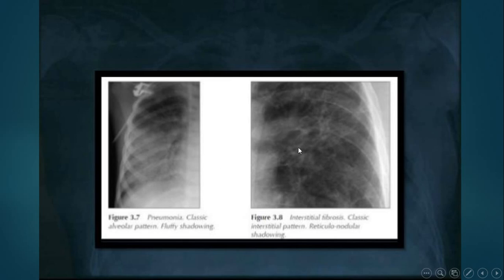While on the right side, you can see there are multiple lines, in a scattered distribution, non-segmental, non-lobar, they are just lines. So this is a reticular pattern, and if you look carefully, you can see some tiny nodules here, here, and here. This is a reticulonodular pattern. This indicates an interstitial lung disease.